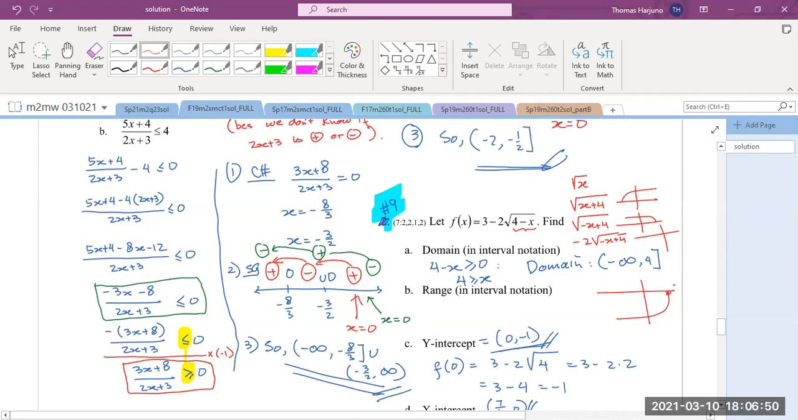Now we add 3. This is negative 2 square root of negative x plus 4, right? And then I add 3, which basically moves the graph 3 units up. Now the graph looks like this approximately. The original range was from negative infinity to 0, now from negative infinity to 3. That's if you look at the graph.